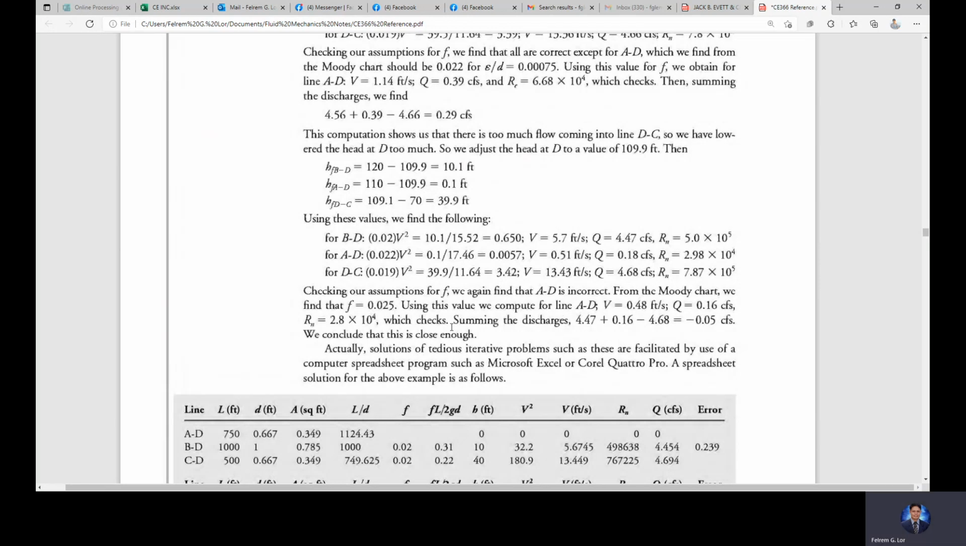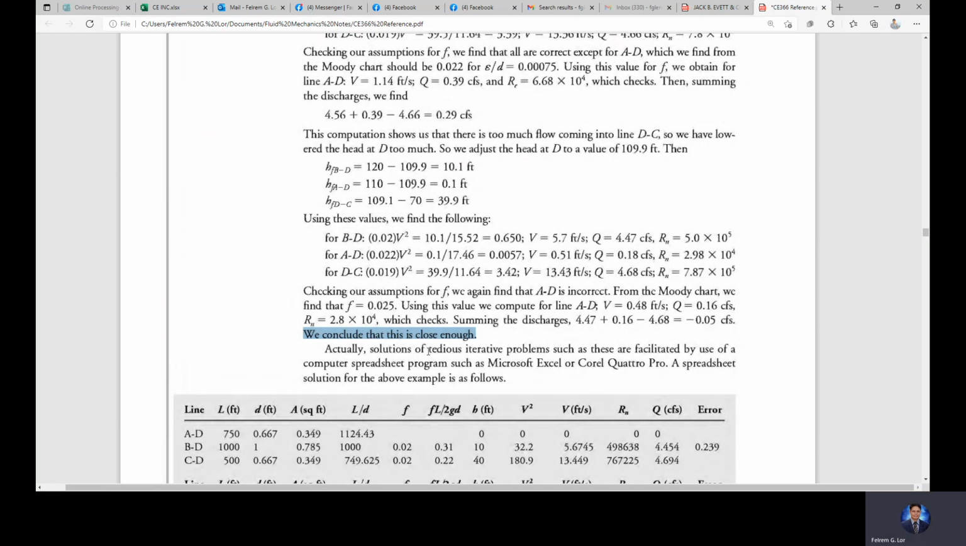That is what I discussed earlier, back and forth. Then it sums up the discharges again. The difference is now small, 0.05 cubic feet per second. So the book concludes that this is close enough, because it's not practical to make the difference exactly zero. In terms of engineering application, it's not practical. So close enough is within the allowable error.